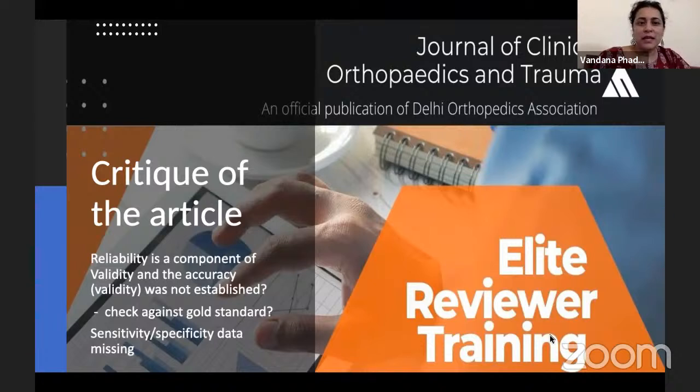The next critique which came about was that reliability is a component of validity, and the accuracy or the validity was not established. So the authors went about talking about a new method for measuring hallux valgus, but there were no comparisons with any gold standard. There was no data about sensitivity and specificity. And I would let Dr. Gayatri comment: if the validity is not there, would reliability data be good to publish, or should the authors have also provided any validity data before providing any reliability data?